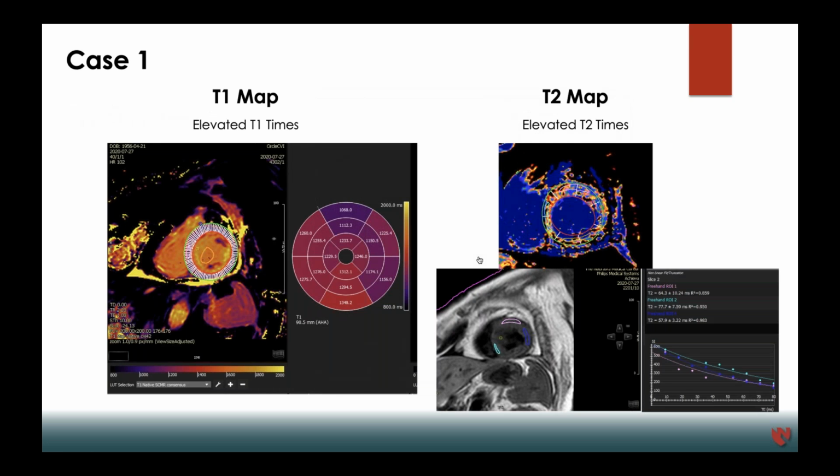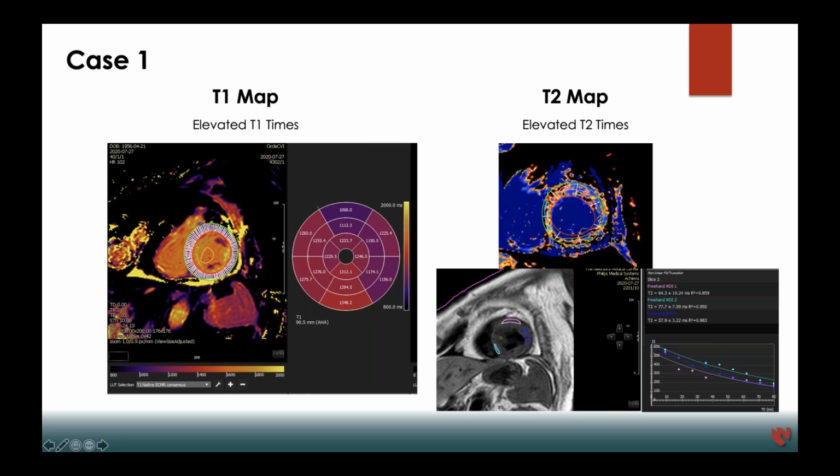But that's why we took it a step further, or the docs at the time took it a step further and did a T1 map. And here, diffusely elevated T1 times all throughout the myocardium. In this patient, our upper limit of normal is 1100 milliseconds. And you can see in the 1200s throughout here, 1300s down in the basal inferior wall. And that's where we did see maybe some qualitative signal hyperintensity on the T2 STIR imaging.